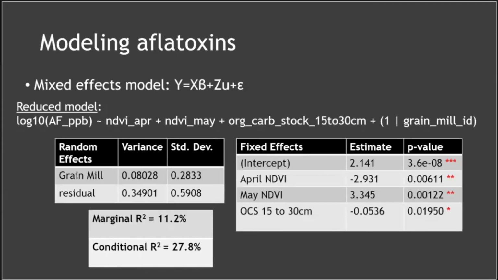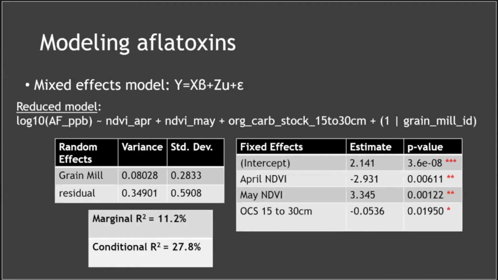In doing this, I want to focus first on the estimates for my fixed effects. So in April, so nearing the end of the growing season, there's a negative association between aflatoxin and NDVI, sort of as we'd expect. The more stressed crops were negatively associated with aflatoxin, whereas in May, after the growing season, there was a positive association shown here, sort of maybe suggesting that areas that had more rain at the end of the growing season were more likely to be contaminated. And as other studies have shown, organic carbon was negatively associated with aflatoxin.